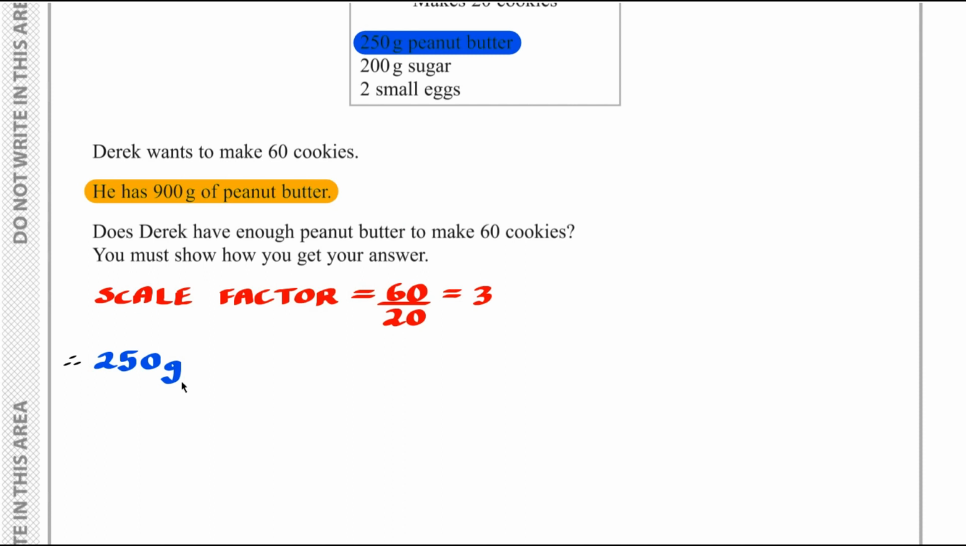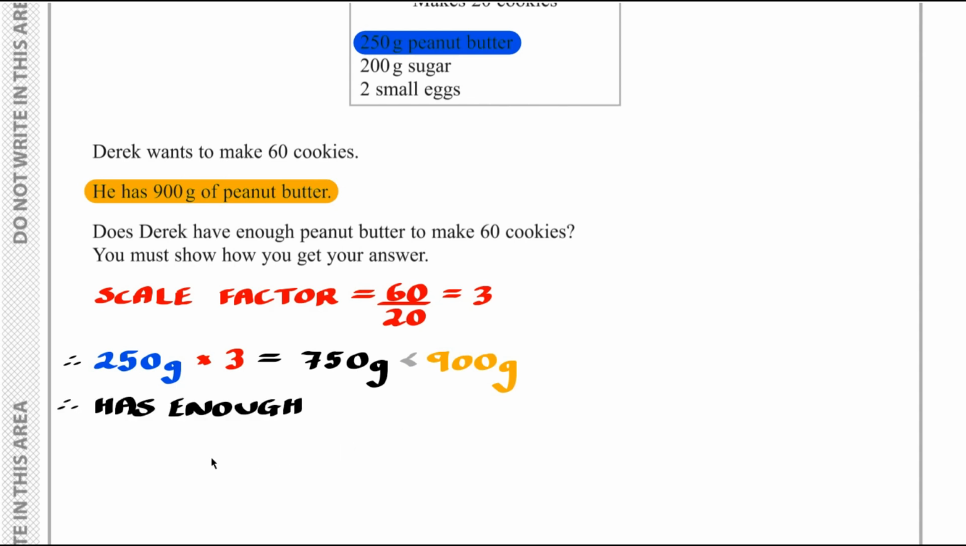So I've got 250 grams multiplied by 3, which is 750 grams. I now need to compare this with the 900 grams of peanut butter available. We can see 750 grams is less than 900 grams, and therefore we have enough.